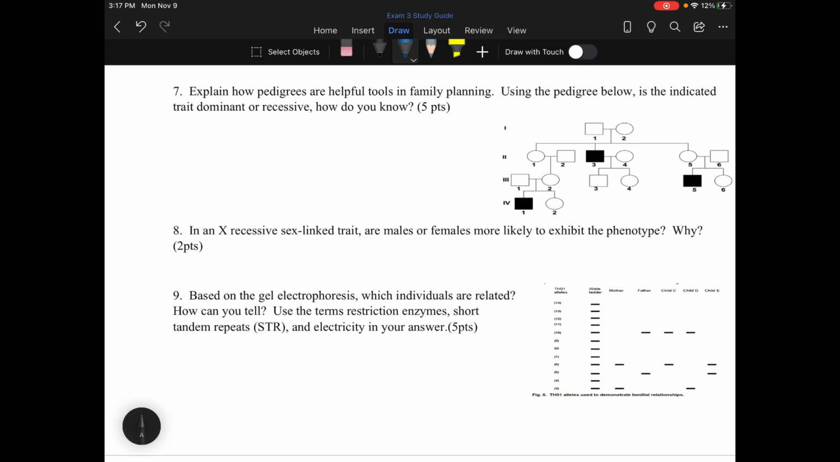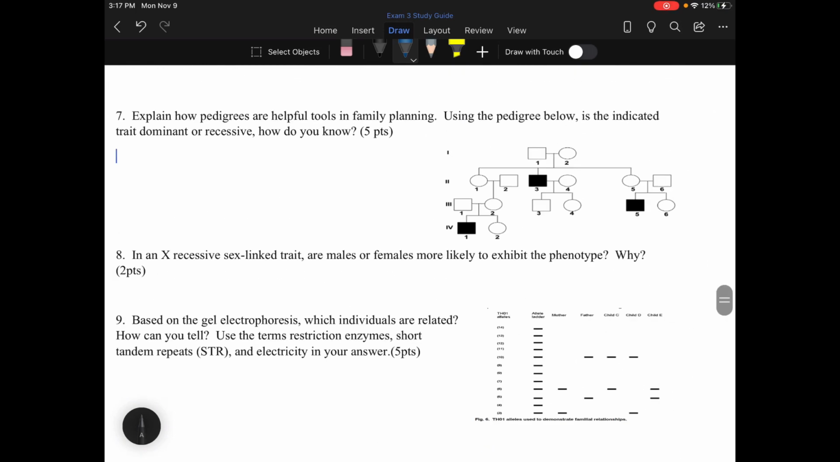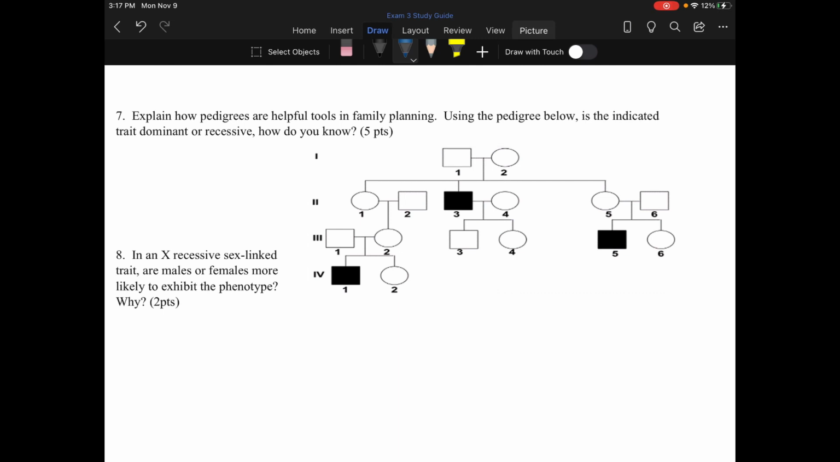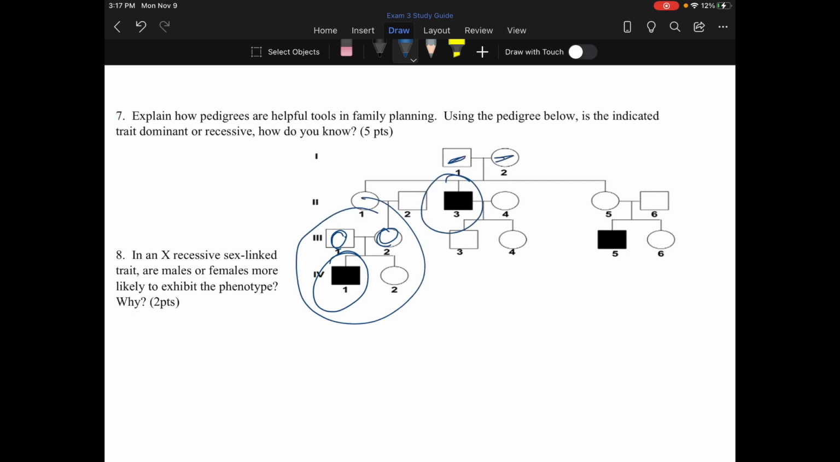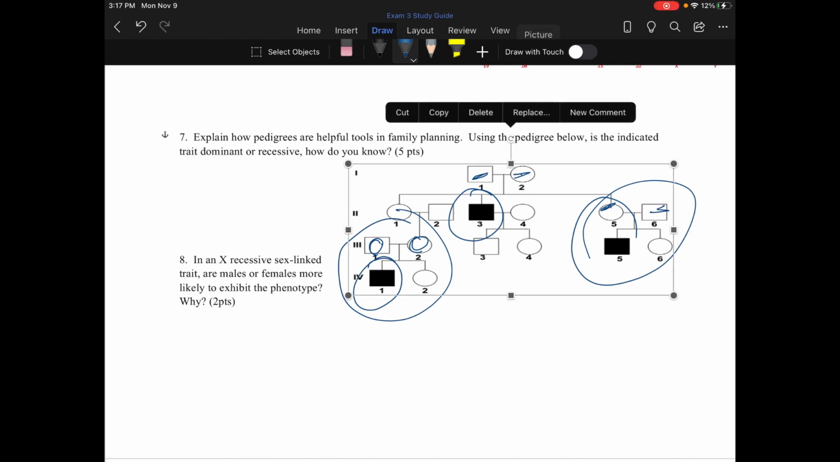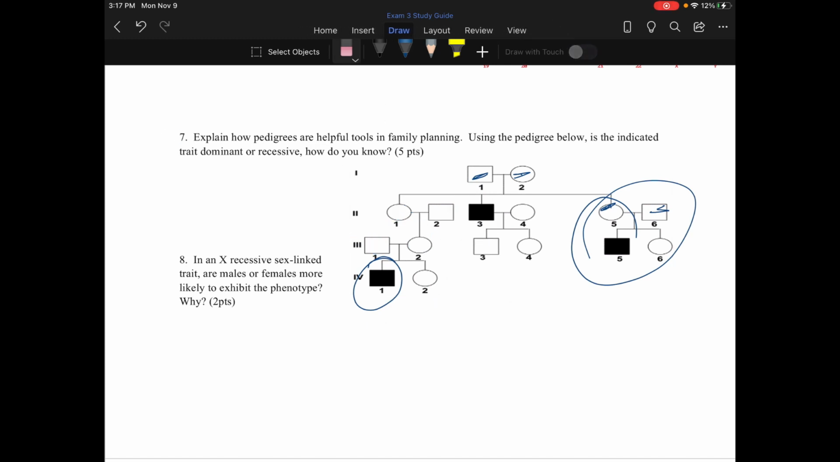Using the pedigree below, is the indicated trait a dominant or recessive trait? How do you know? Well, if it's a dominant trait, chances are it's going to show up in every single generation. If it's a recessive trait, then you're going to have 2 parents that do not have the trait and an individual that does. That can't happen in a dominant trait, for 2 parents to not have it and for an individual to have it. So that happens here, these don't, but this one does. And that happens here, these don't, but this one does. So in those 3 scenarios, you can tell that it's a recessive trait that occurs throughout the generations.